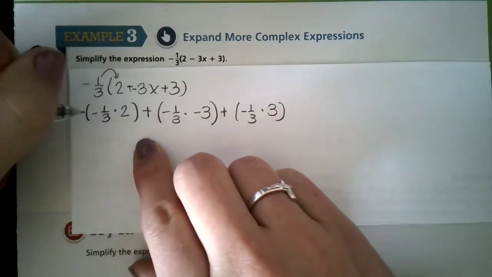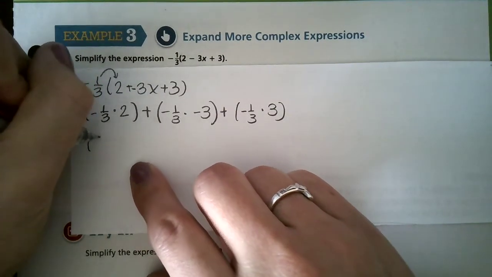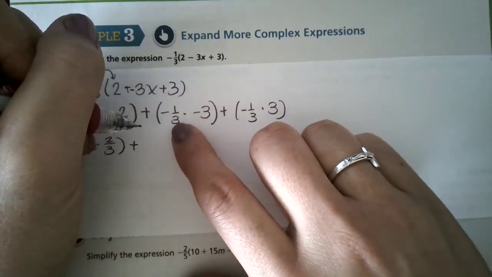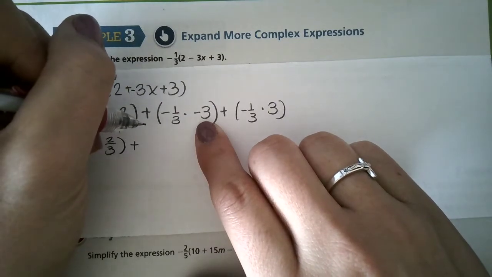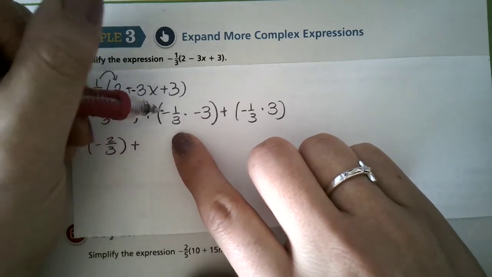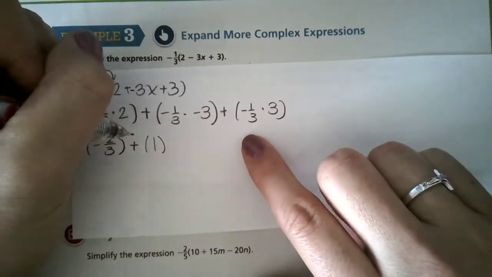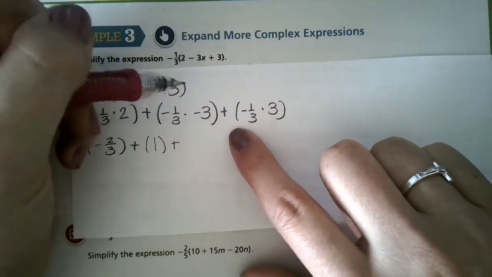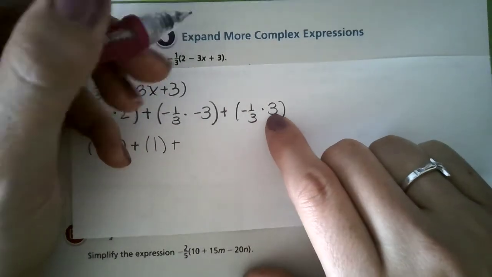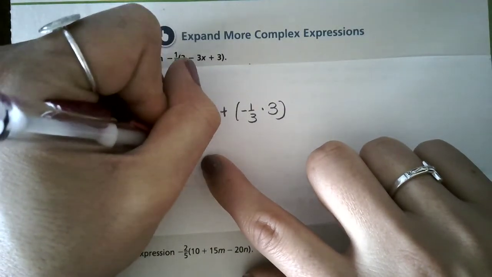So from here, you guys are good, right? We've done this. Negative 1/3 times 2, negative 2/3. 1/3 times 3 is 1. And then we have, right, because that would be 3/3, so we get 1. And then we have a negative times a negative. That's going to be a positive. So here we get positive 1. And then we have, okay, 1/3 times 3 again, that's going to be 1. But we have a negative times a positive. So this is going to be negative 1.